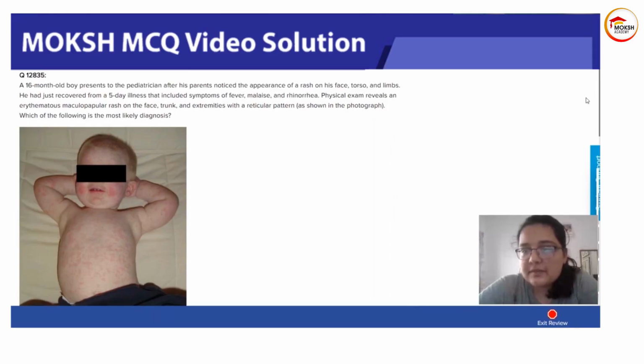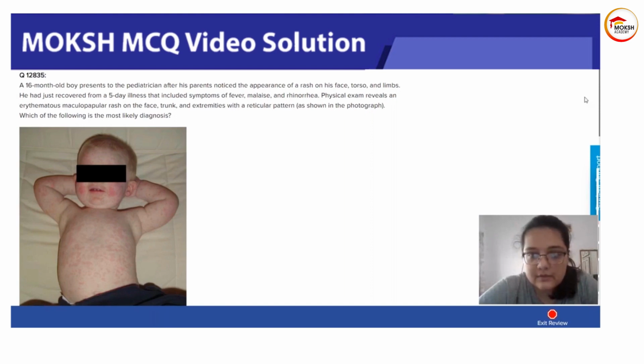Erythematous maculopapular rash, reticular pattern. Okay. So maculopapular rash would be seen with your measles and rubella as well. Reticular pattern, yes, is specific for infectious erythema infectiosum. What is the clue in the image?